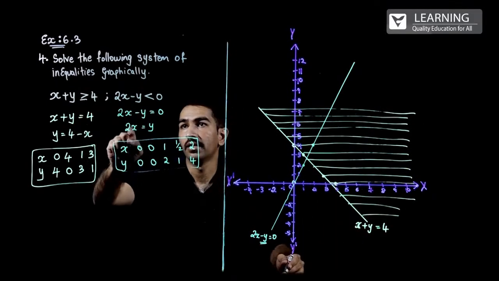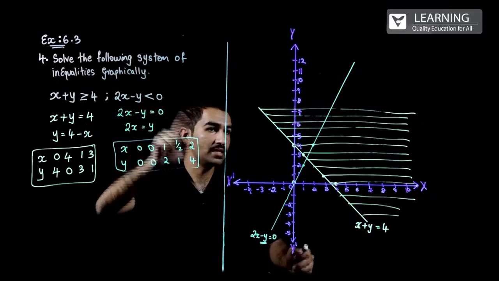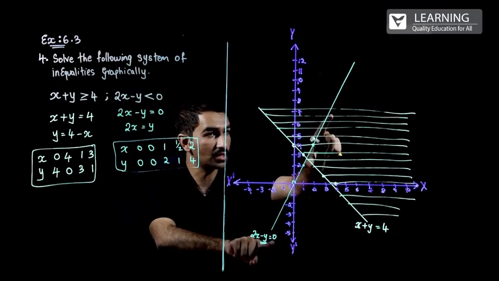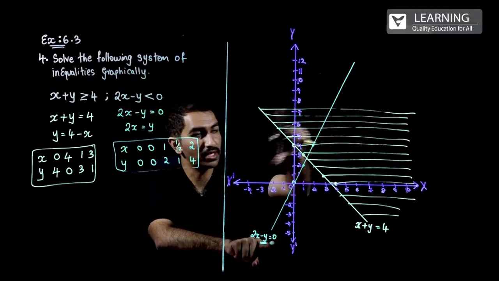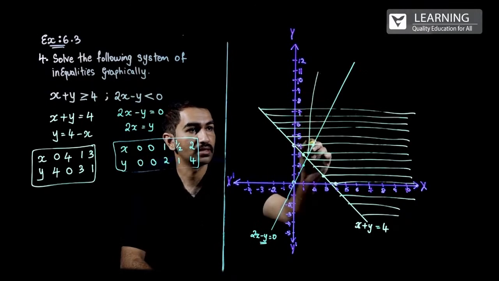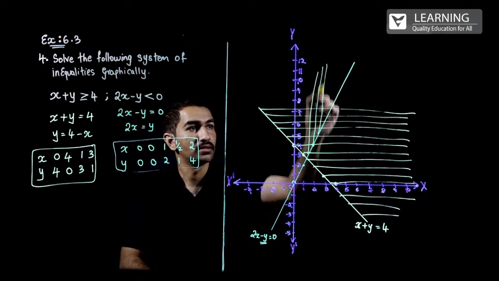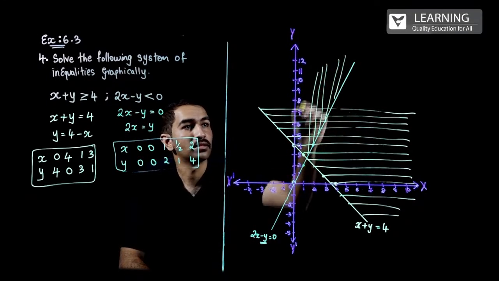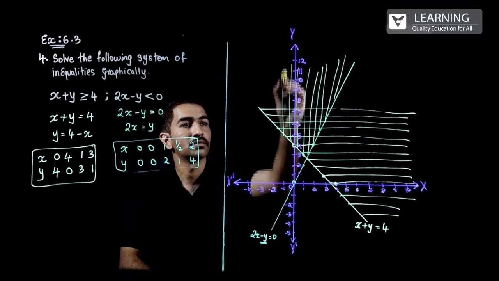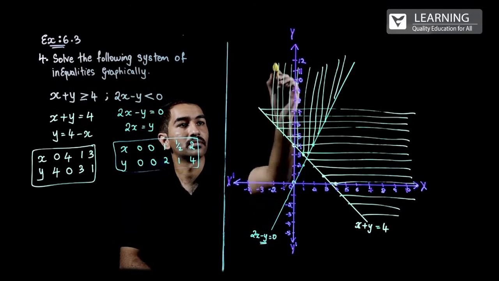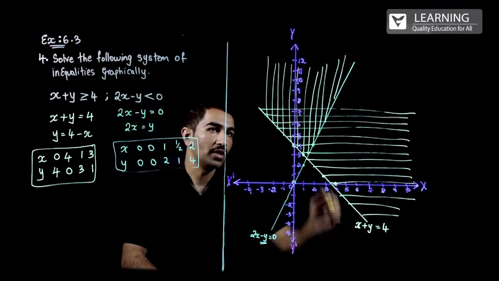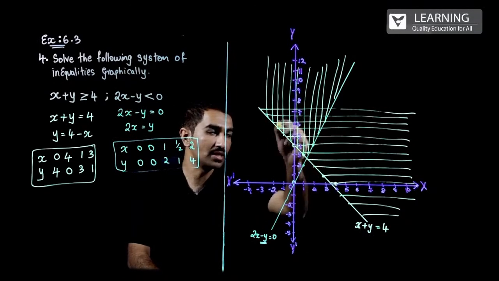Next you see 2x minus y lesser than 0. So this is 2x minus y is equal to 0. Lesser means on the left side, correct? So here we will draw the straight lines like this, and it goes on up infinitely. So now this is the area we need. So this is our answer.